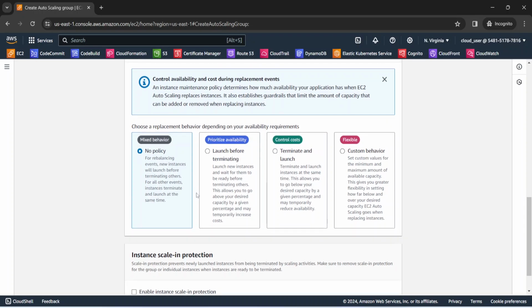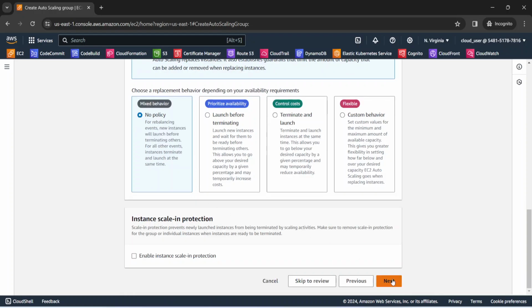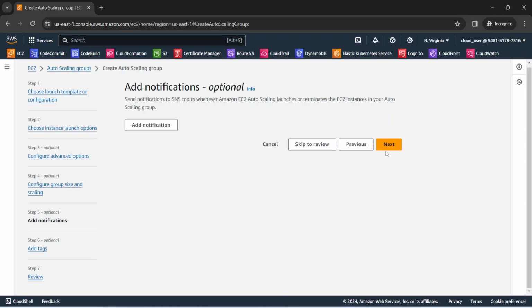So there are some replacement behaviors depending on the availability requirements. First is the mixed behavior, which is no policy. It says for rebalancing events, new instances will launch before terminating others. Here it prioritizes availability. Next is control cost, and next is flexible. So let's go with mixed behavior. I'll hit next. I will not add any notifications. If you want to send notifications to SNS topics whenever EC2 Auto Scaling launches or terminates the EC2 instances in your auto scaling group, you can. So we'll ignore that for now.